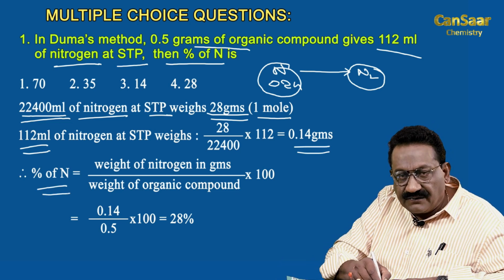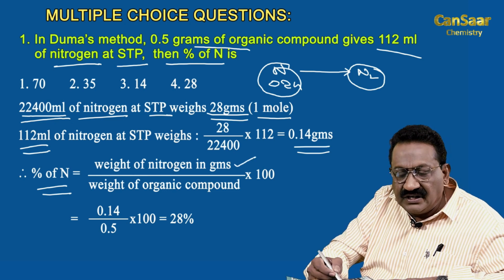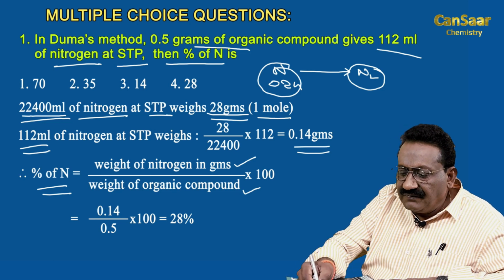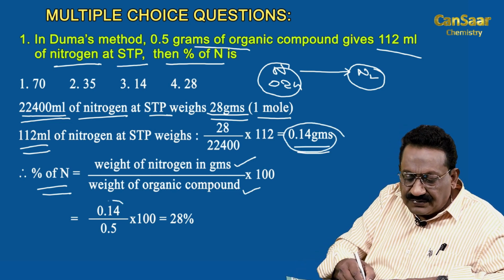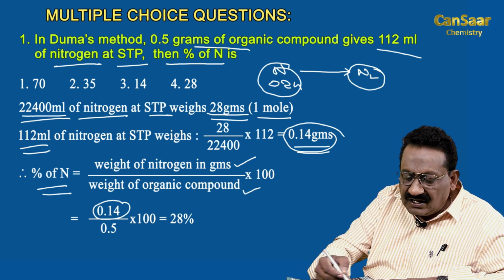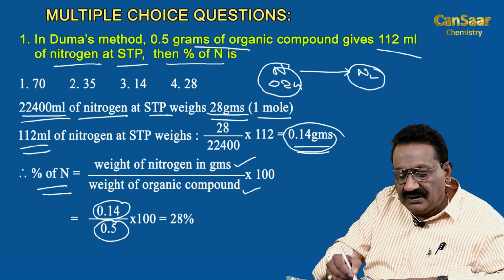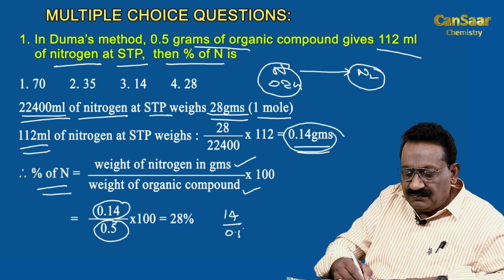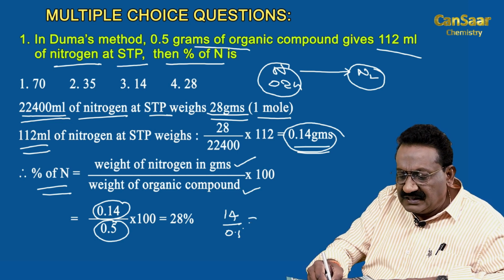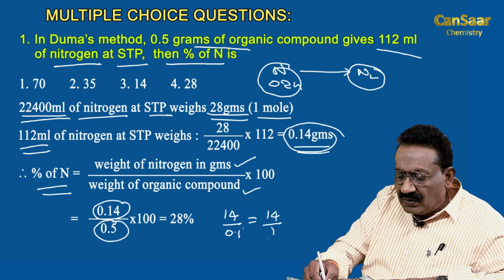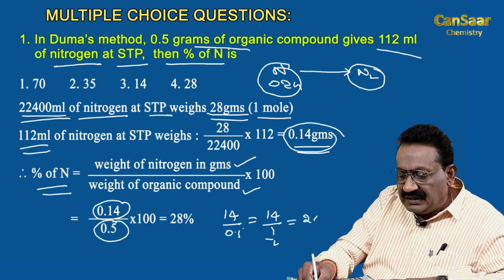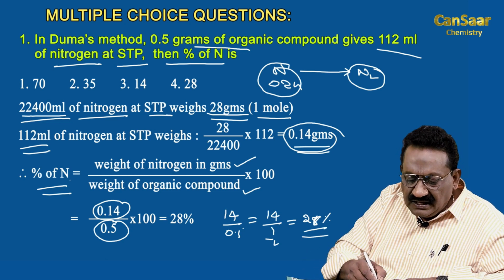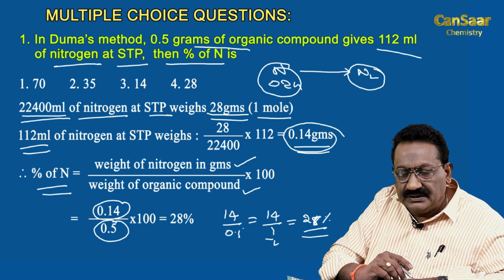Therefore percentage of nitrogen equals weight of nitrogen in grams by weight of organic compound into 100, that is weight of nitrogen 0.14 grams by weight of organic compound 0.5 grams into 100, that is equal to 14 by 0.5, that is equal to 28% of nitrogen present in the given organic compound.